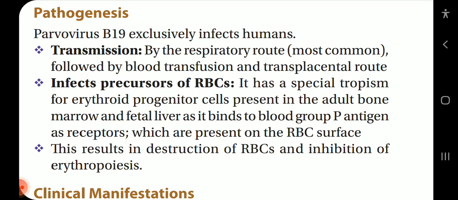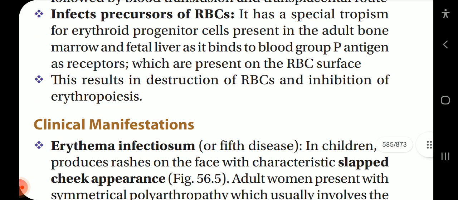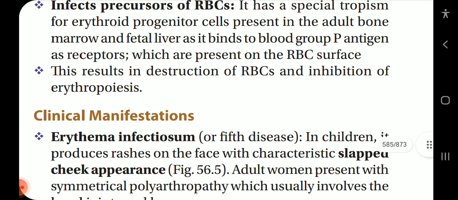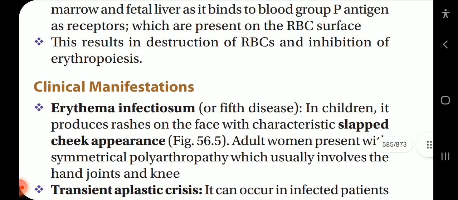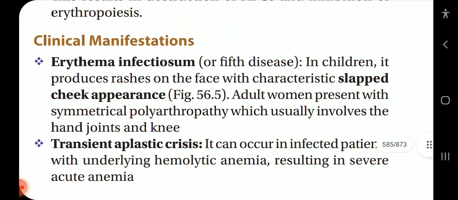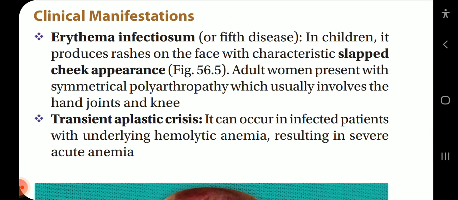Infects precursors of RBCs. It has a special tropism for erythroid progenitor cells present in the adult bone marrow and fetal liver, as it binds to the blood group P antigen as receptors which are present on the RBC surface. This results in destruction of RBCs and inhibition of erythropoiesis. Clinical manifestations. Erythema infectiosum or the fifth disease.